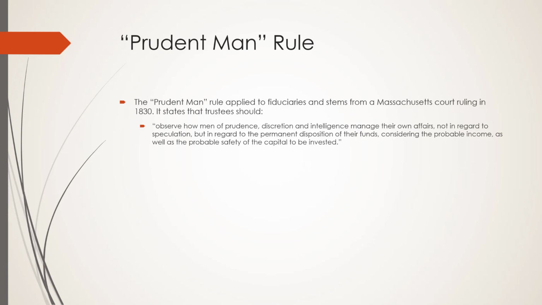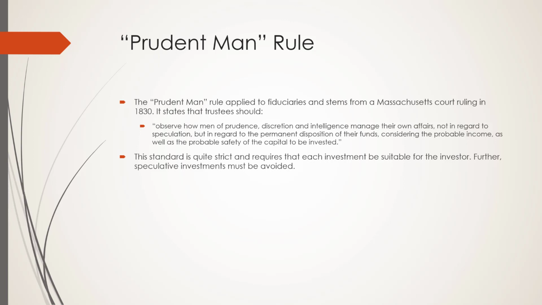Now, let's talk a little bit about the history of this. So in 1830, there was a court case in Massachusetts that established something that came to be known as the prudent man rule. And this said that trustees should observe how men of prudence, discretion, and intelligence manage their own affairs, not in regard to speculation, but in regard to the permanent, that is long-term, disposition of their funds, considering the probable income as well as the probable safety of the capital to be invested. In other words, a trustee had to manage the money of their client in a way that's similar to what they would do with their own money.